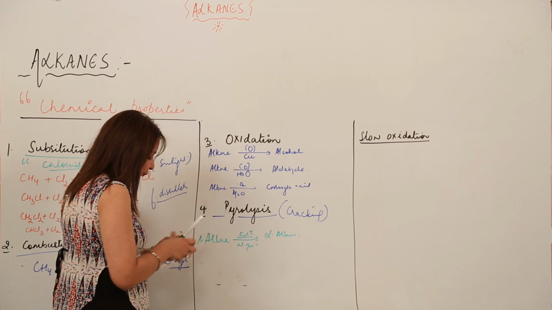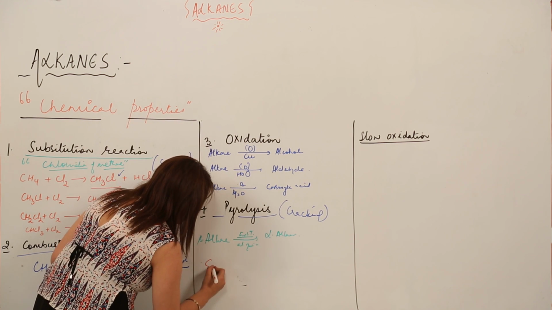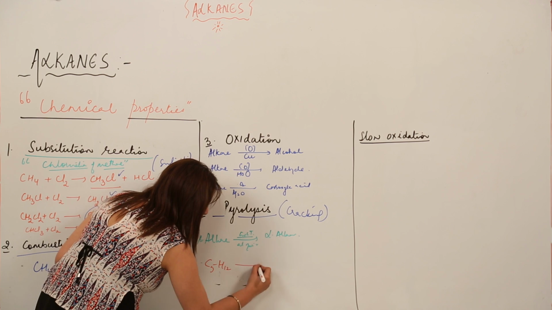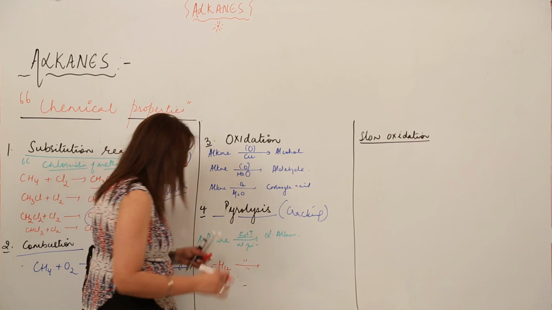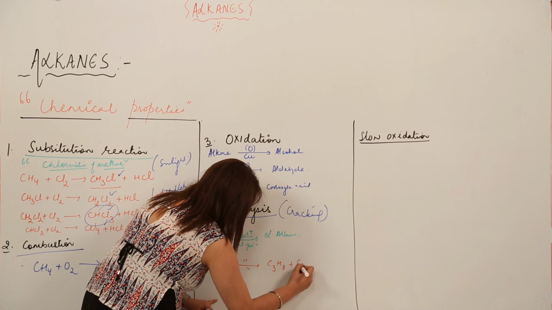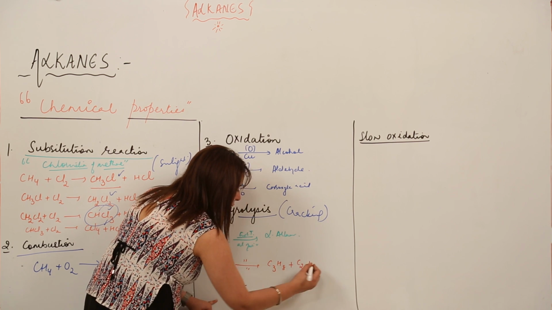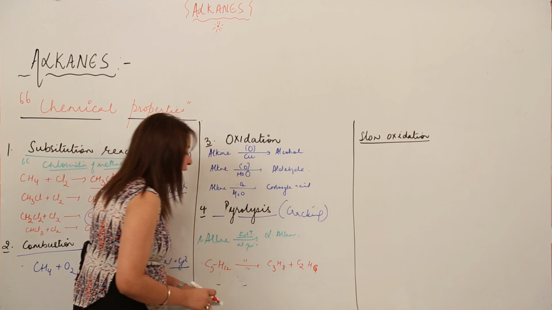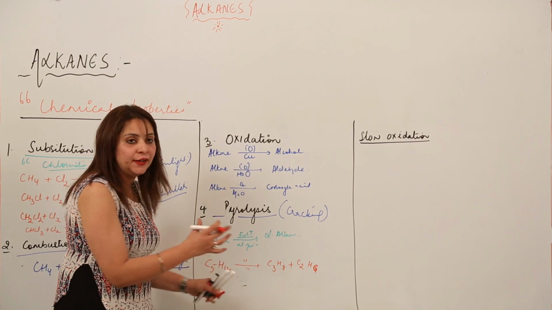For example, see, here I have pentane. We have high temperature and absence of air. It just breaks into propane and ethane. See, you need to just balance left-hand side and right-hand side.